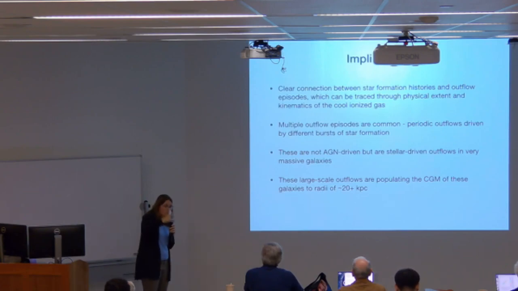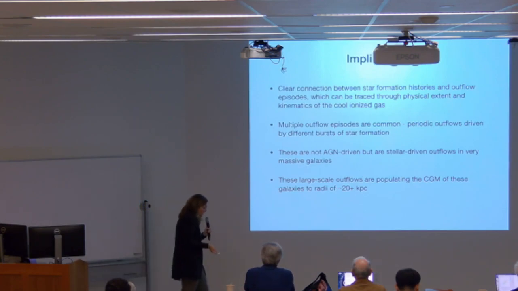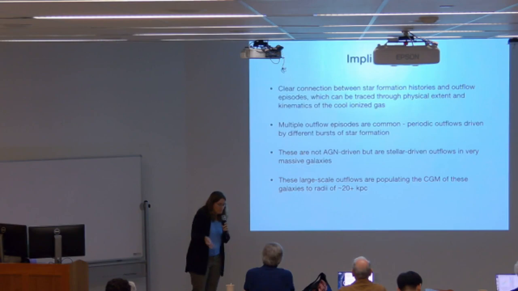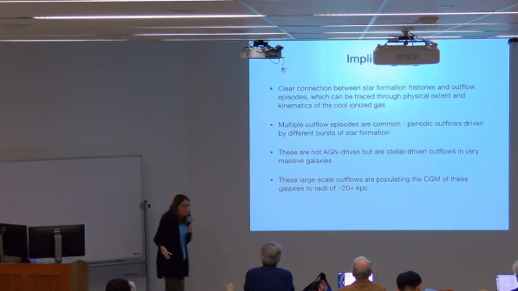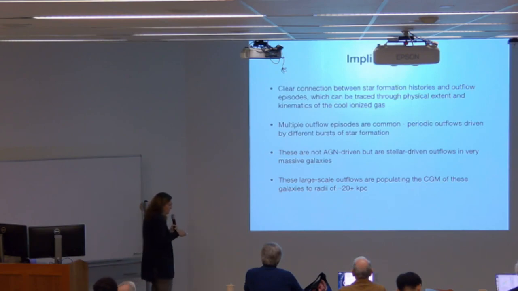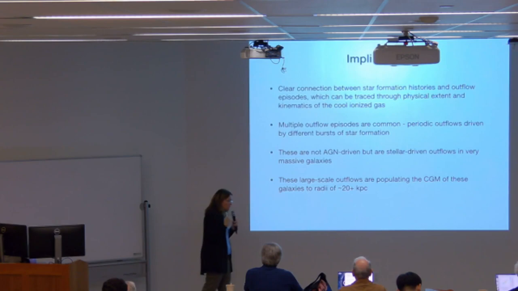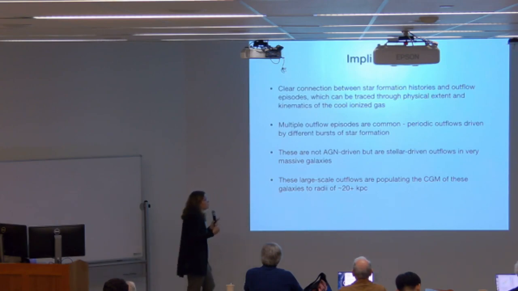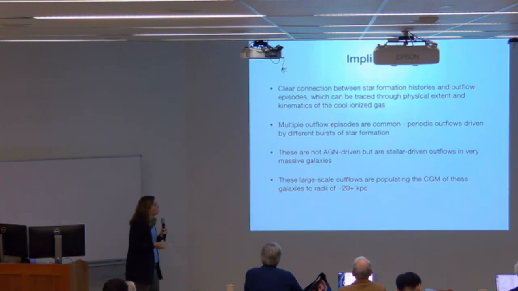We can see multiple bursts of star formation in their star formation histories. These are not AGN driven. We don't see AGN in these galaxies. They're massive galaxies. They're going to have massive black holes, but we're not finding AGN at any wavelength. So we think that they are stellar driven, and given their star formation rate surface densities, they're so extreme you can actually drive these outflows from stellar processes alone.